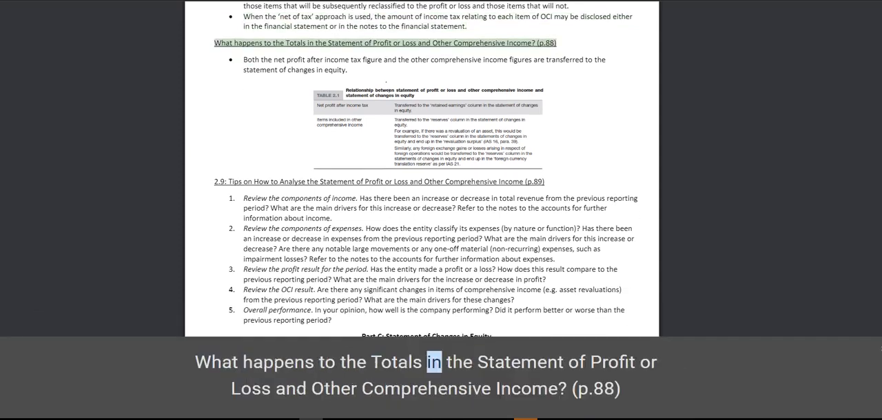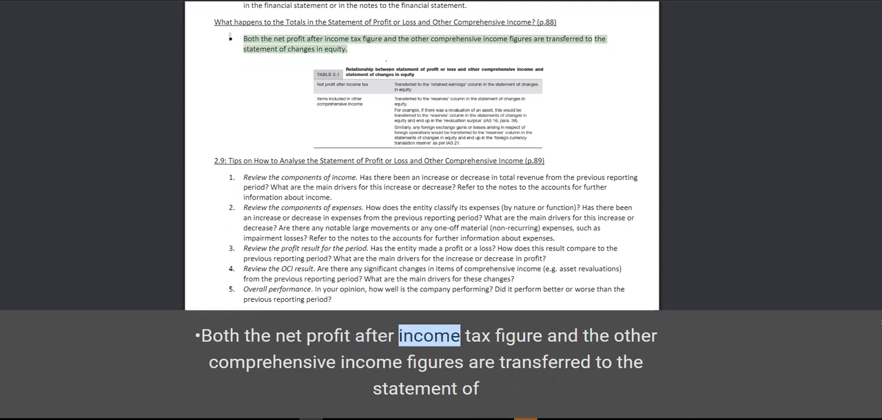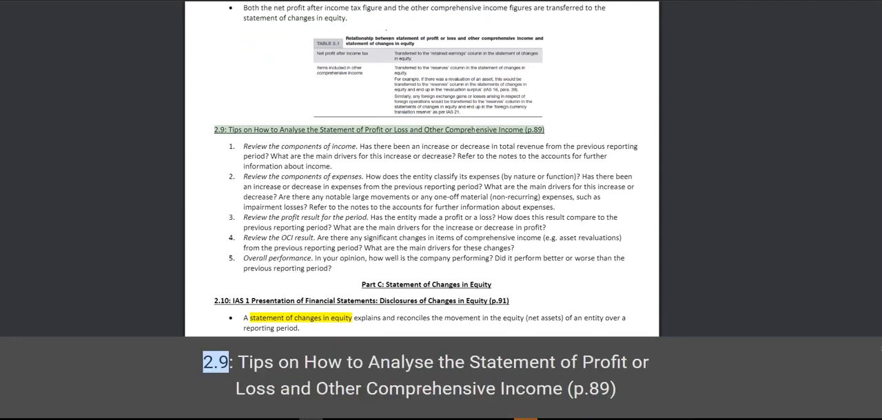What happens to the totals in the statement of profit or loss and other comprehensive income? P.88. Both the net profit after income tax figure and the other comprehensive income figures are transferred to the statement of changes in equity. 2.9. Tips on how to analyze the statement of profit or loss and other comprehensive income.